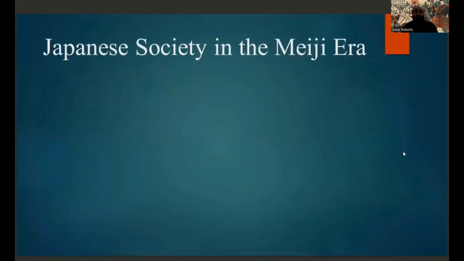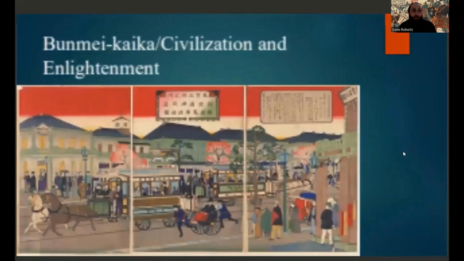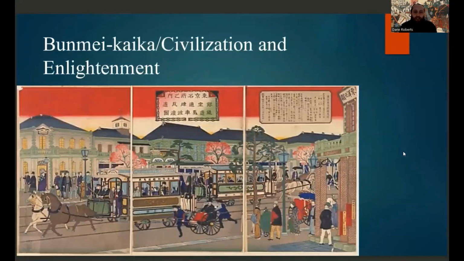All right, so now it is time to look at Japanese society during this new era. So first of all, the Meiji era and the Meiji Restoration saw the implementation of what is known as the Bunmei Kaika, or civilization and enlightenment. And it was the idea of copying Western, particularly American and British, styles of clothing, carriages.